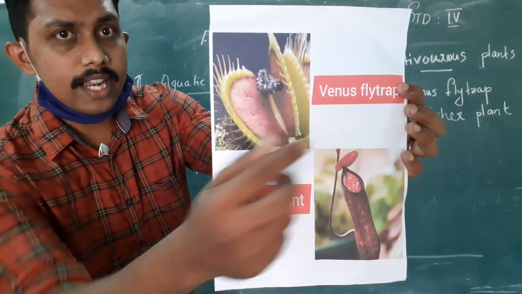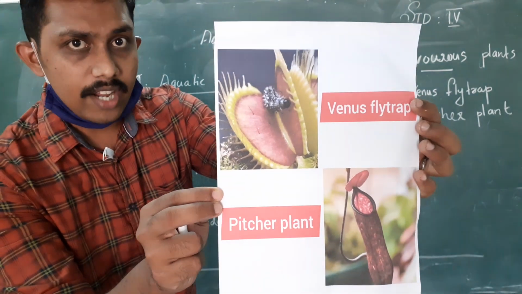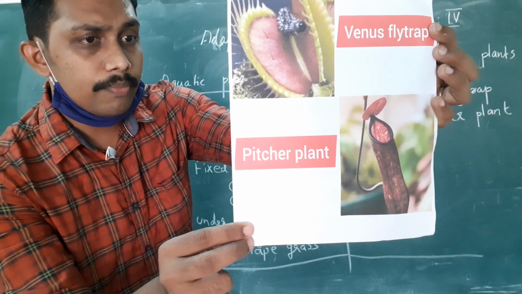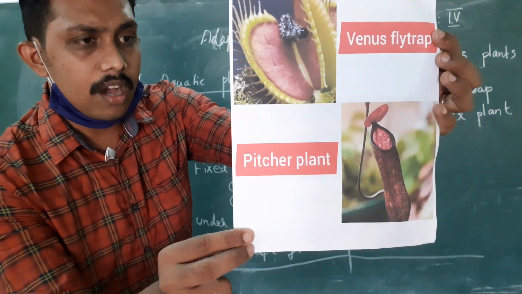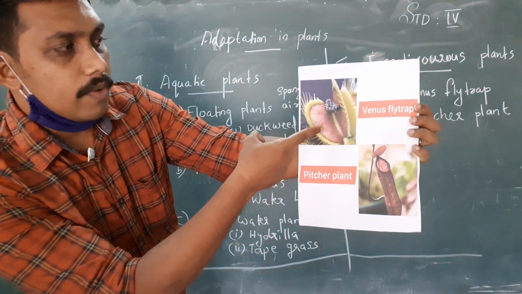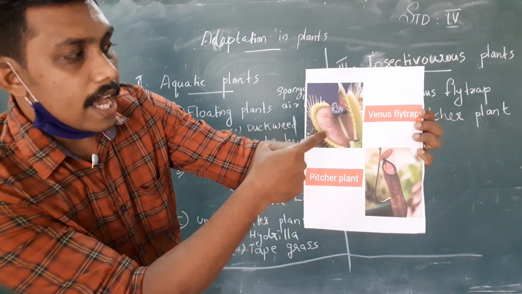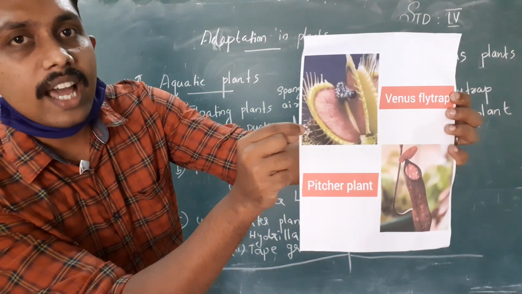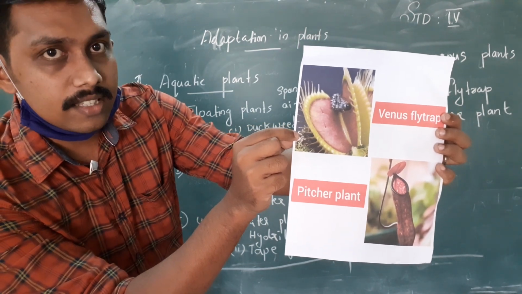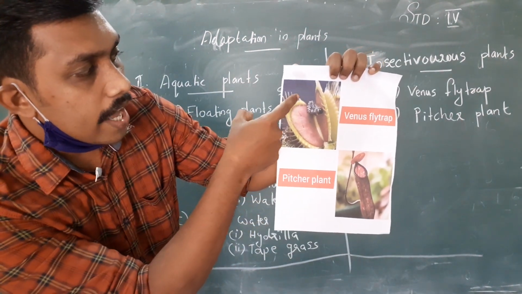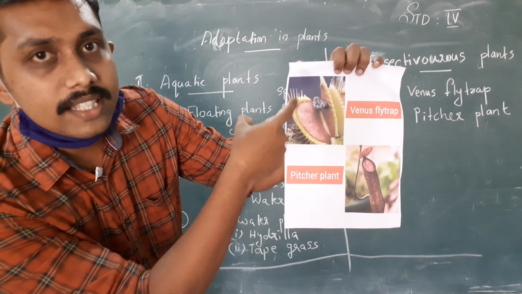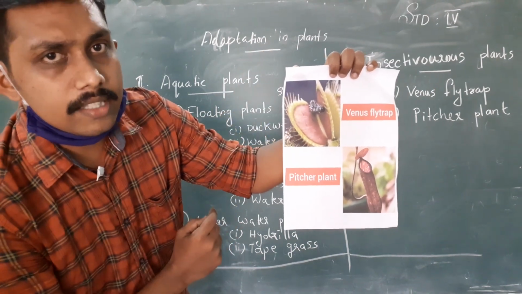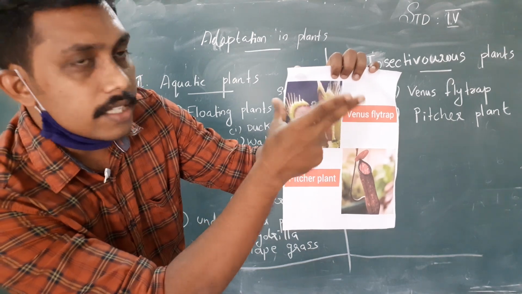The first one is Venus flytrap, and the second one is pitcher plant. See the spelling of pitcher, P-I-T-C-H-E-R. You can see that in the Venus flytrap, the structure of the leaf is like box-like hinges, and there are also long hairs present on it. When the insect goes inside or touches the hairs, the leaf traps the insect.